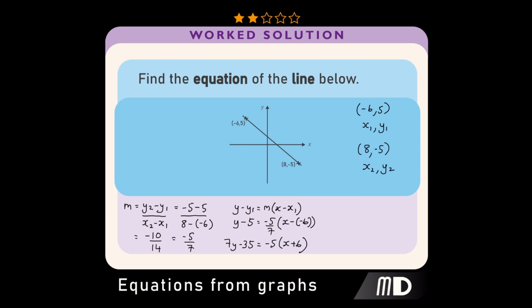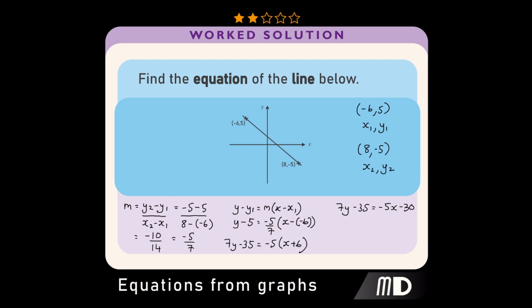I'm going to simplify the right-hand side by expanding the bracket. So 7y minus 35 is equal to -5x minus 30.